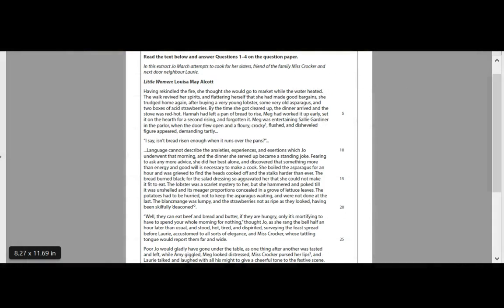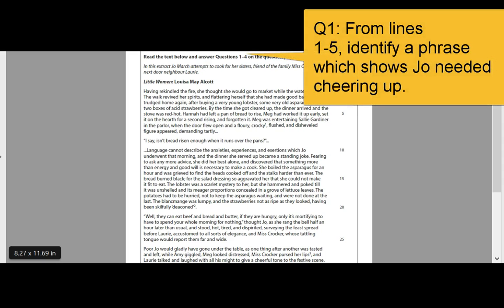Right, here's the first page of the text for the 19th century questions 1 and 2 that we're looking at the moment. It's an extract from the story Little Women. Now, if you remember, question 1 has asked us to look just at lines 1 to 5 and find things that show us that Joe needs cheering up. So we're going to zoom in now.